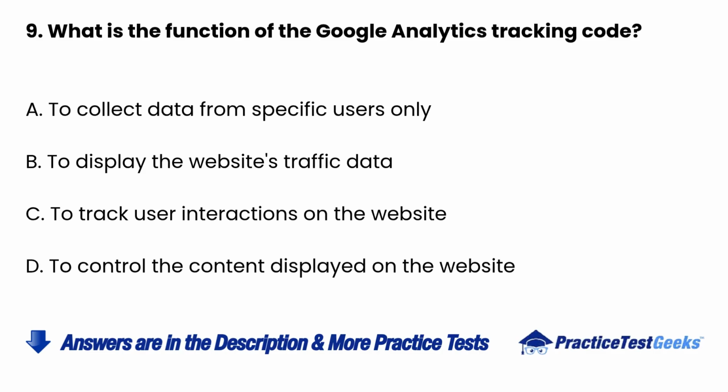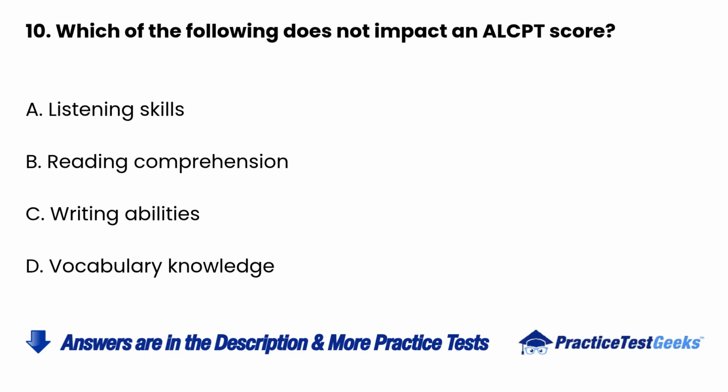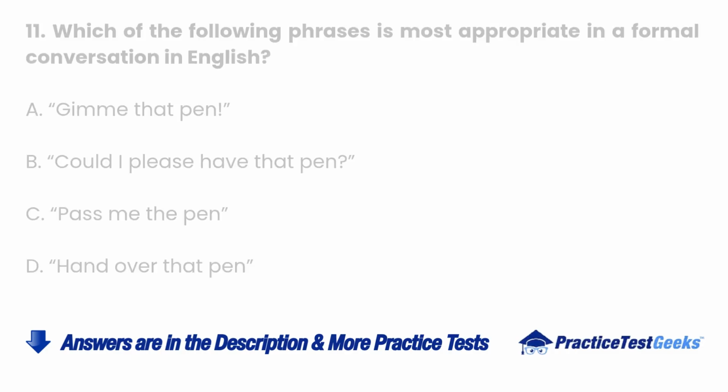A. 30 minutes. B. 1 hour. C. 1.5 hours. D. 2 hours. 10. Which of the following does not impact an ALCPT score? A. Listening skills. B. Reading comprehension. C. Writing abilities. D. Vocabulary knowledge.